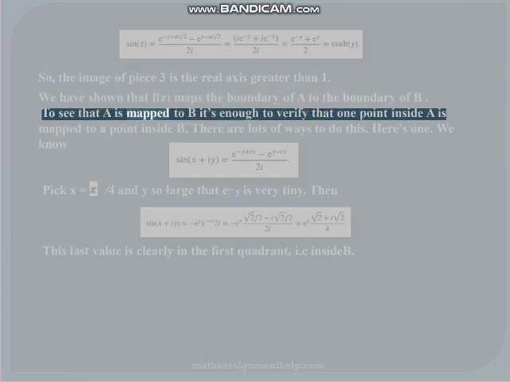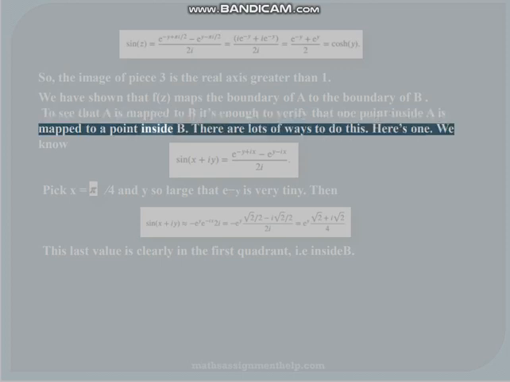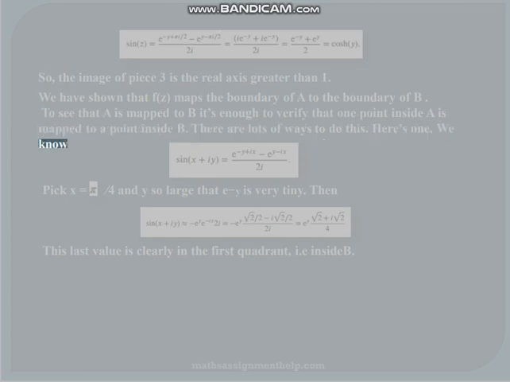To see that A is mapped to B, it's enough to verify that one point inside A is mapped to a point inside B. There are lots of ways to do this. Here's one. Pick x = π/4 and y so large that e^(-y) is very tiny. Then this last value is clearly in the first quadrant, i.e. inside B.